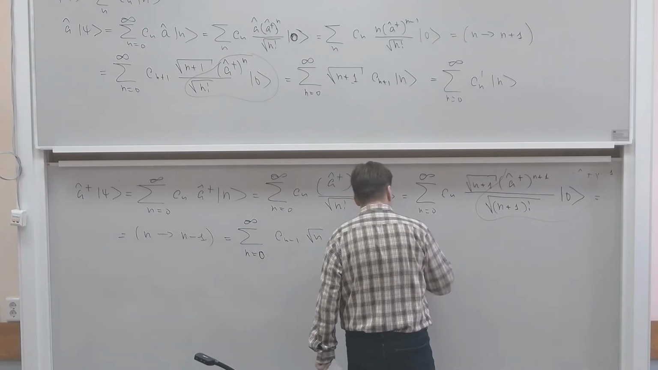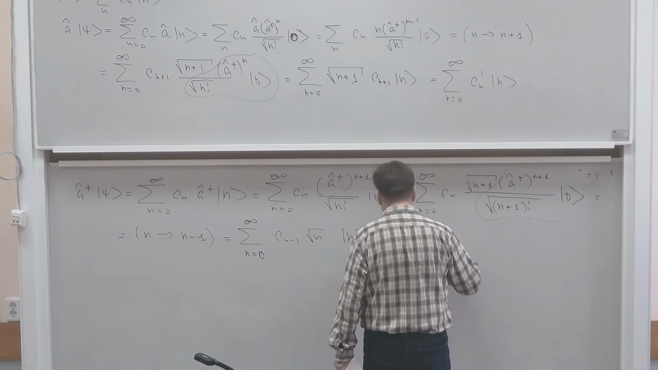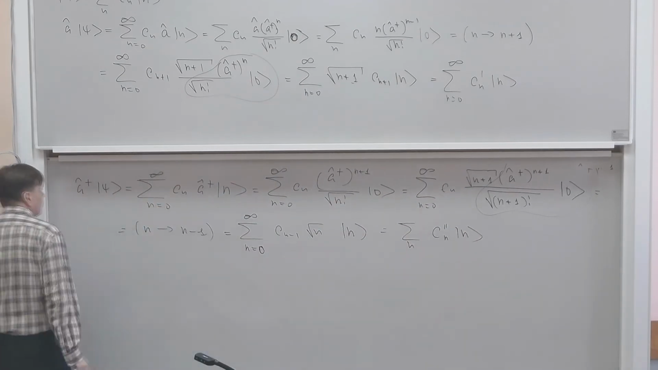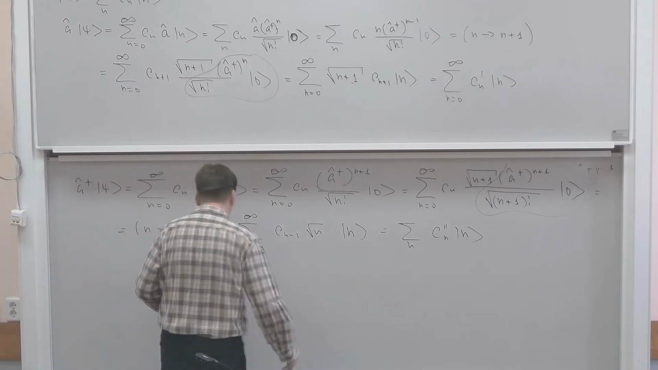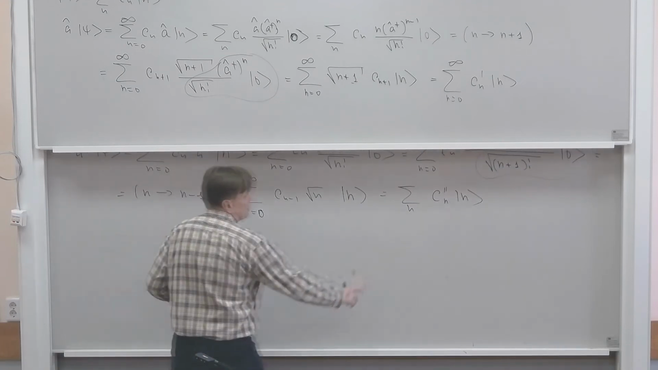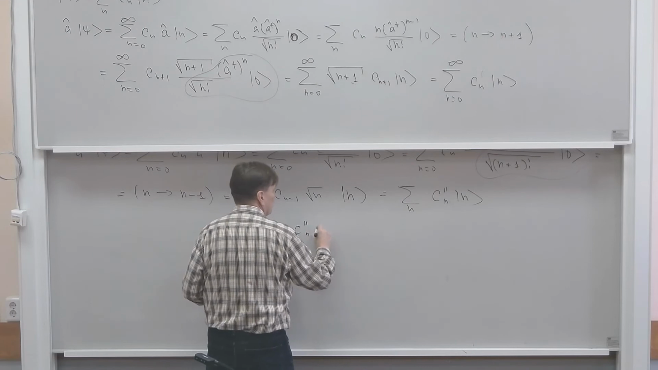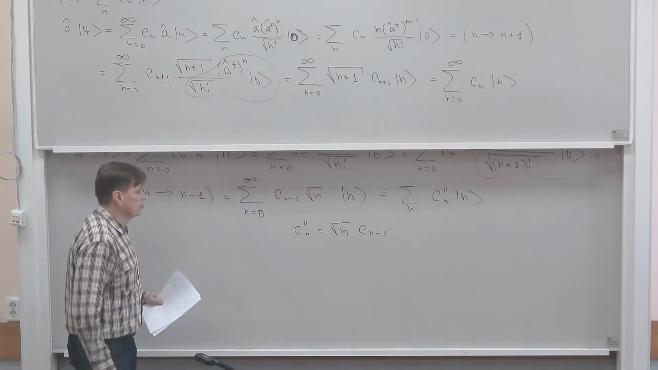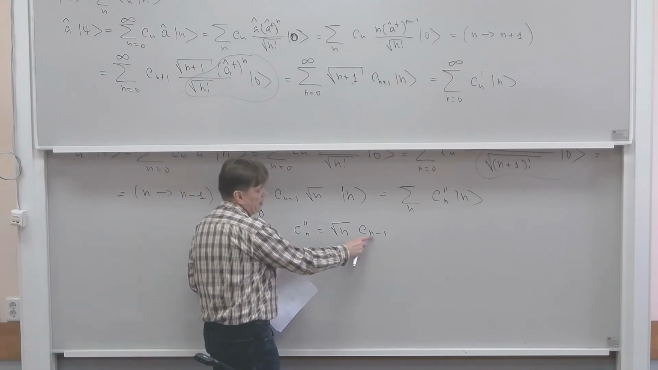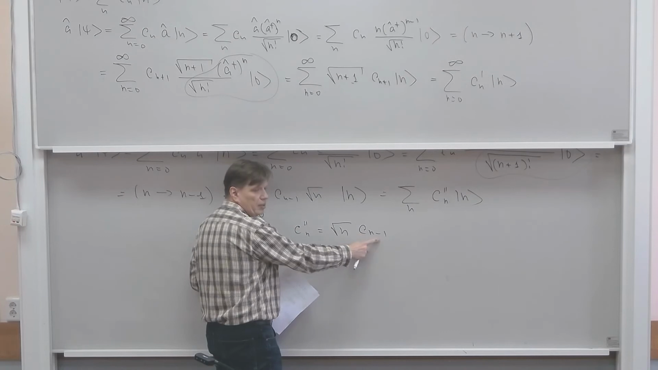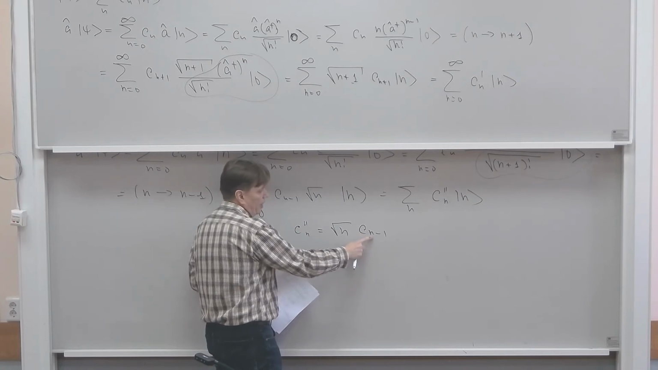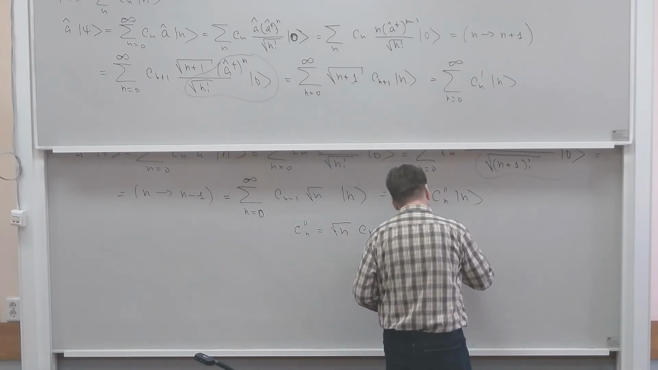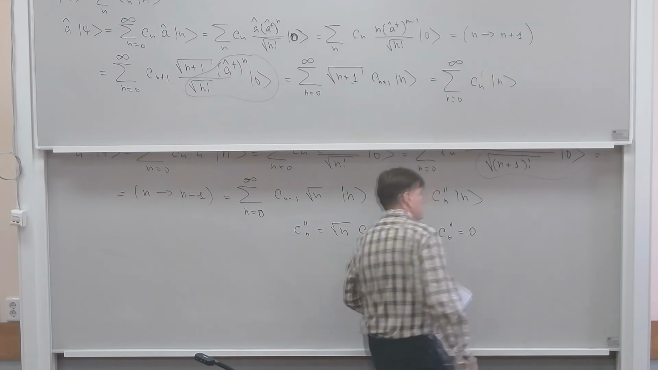And again, writing this as the sum of C'_n times the ket n, I see that the coordinates of the initial vector psi and the resultant vector are related by the following equality: C'_n is equal to square root of n times C_{n-1}. And when I substitute n equals 0 here, I get C_{-1}. I don't have such coefficients, but for n equals 0 this factor is equal to 0, so I get that C'_0 is 0.